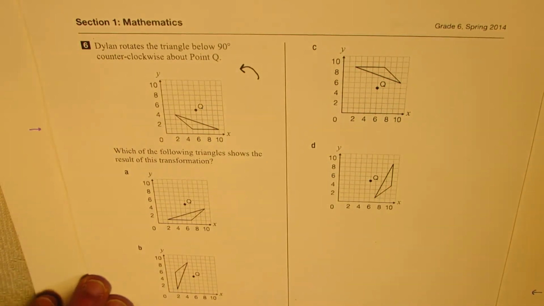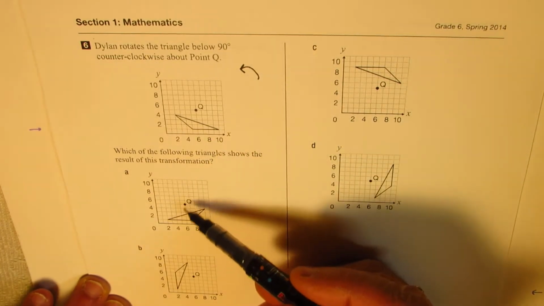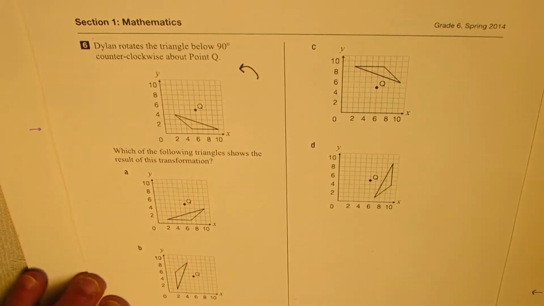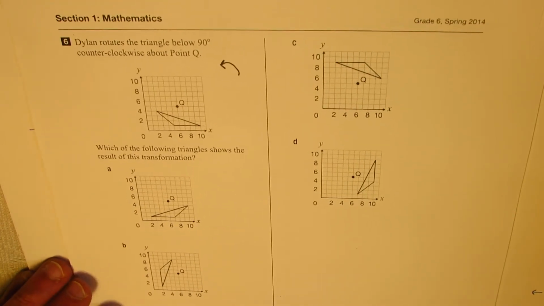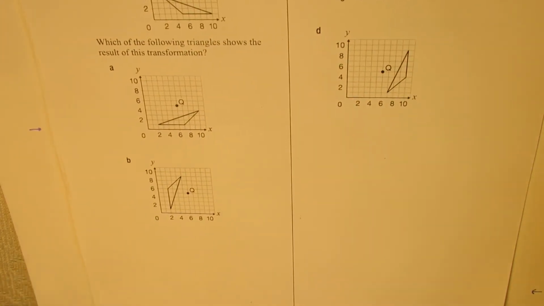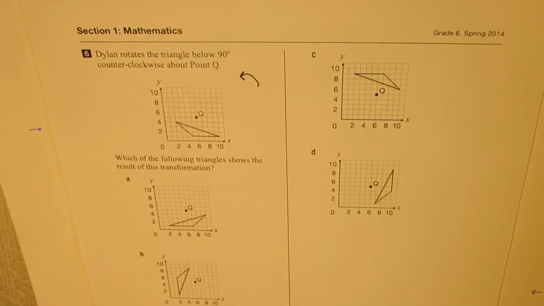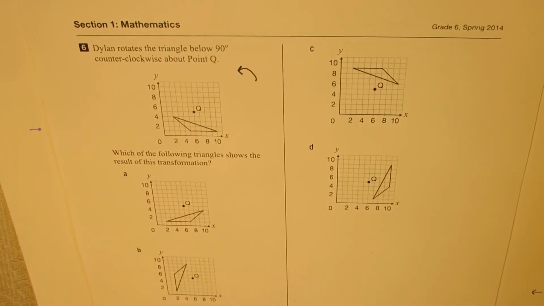We are given 4 drawings. So this one is not 90 degrees. This is also not 90 degrees, right? These are the other 2, right? So have a good look at the 4 options. Can you decide which is the right option?